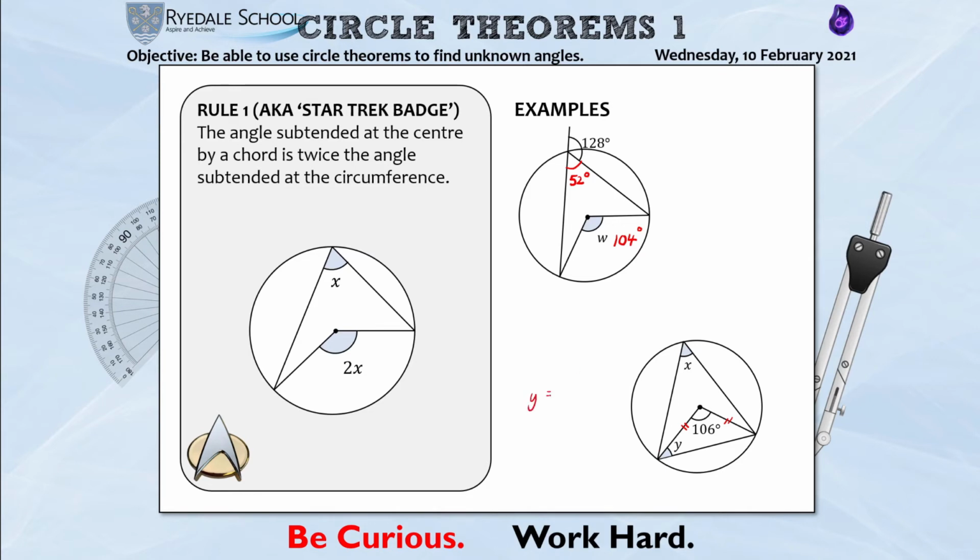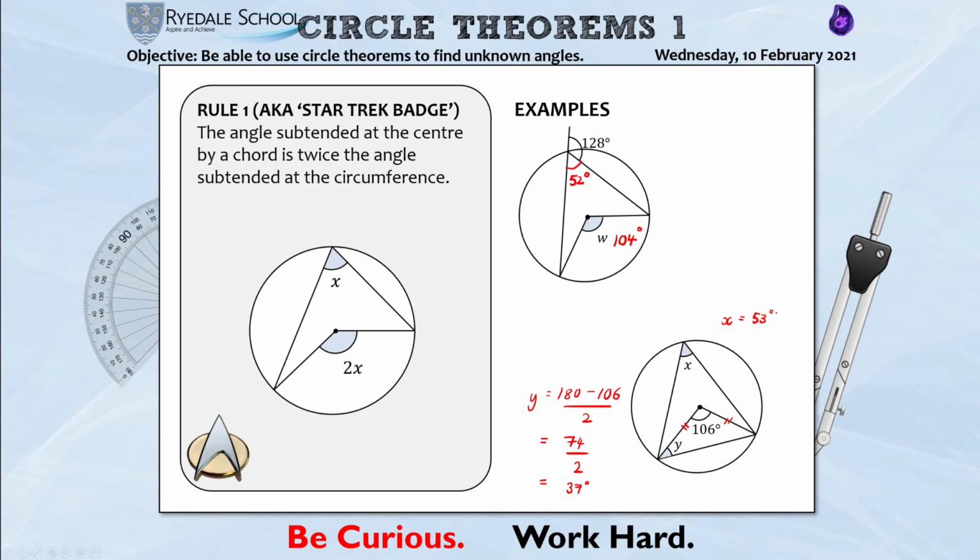We can do 180, take away 106, and then halve it equally to work out Y. Well, 180 take away 106 is 74 degrees. Divide it by 2. And that is 37 degrees. Of course, angle X is just going to be half of the 106 because we are using rule number 1. So angle X is 53 degrees.